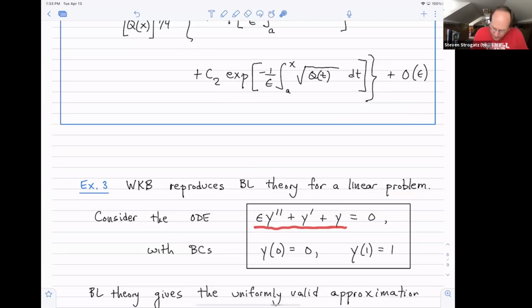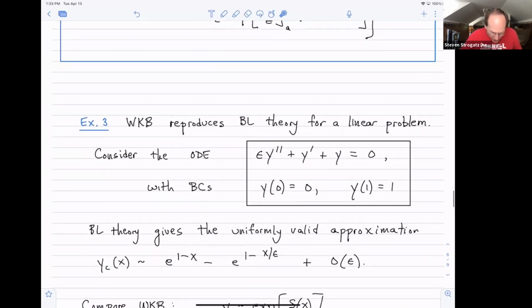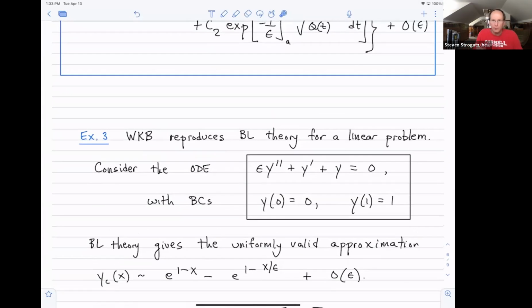Epsilon y double prime plus y equals 0, with boundary conditions y equals 0 at 0 and y of 1 is 1. So that's the kind of thing we used to grind out in boundary layer theory. We could do that again. You can check if you want. The boundary layer theory using our techniques with inner and outer expansions and then constructing a composite solution, that would give us this uniformly valid composite solution: e to the 1 minus x minus e to the (1 minus x) over epsilon plus higher order stuff that we won't bother with.